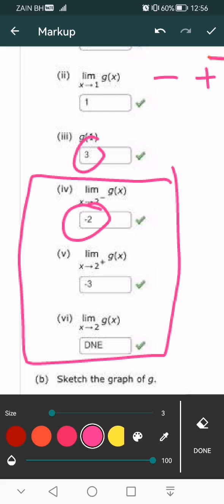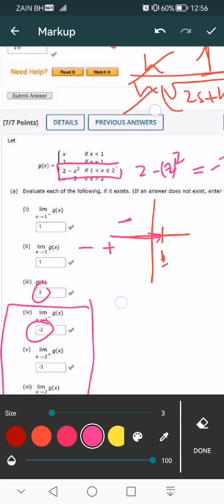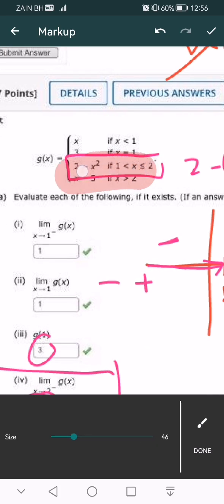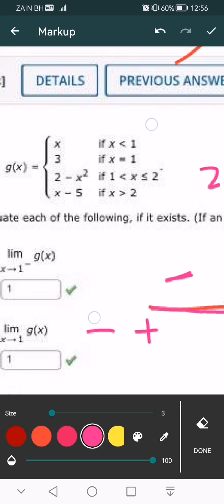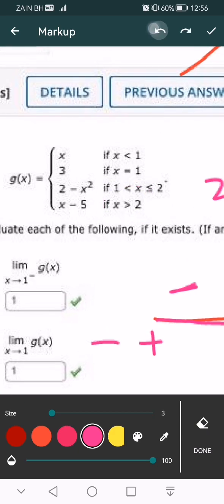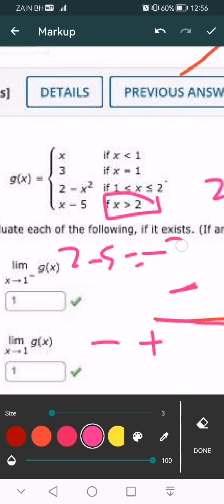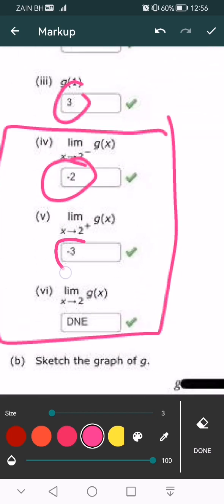And the limit as x goes to 2 from the right side means what? X greater than 2. Where is the greater than 2? It is this one, so you have to use this function, which is 2 minus 5, equal to minus 3. The value will be minus 3.